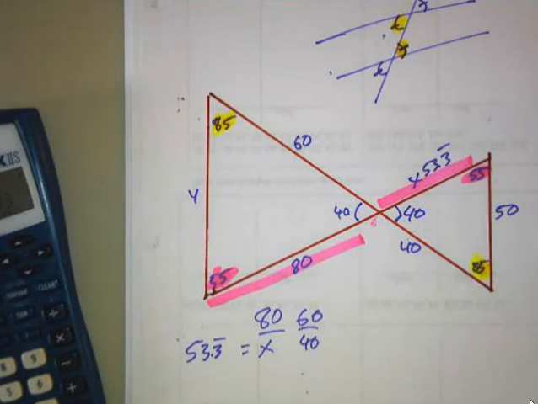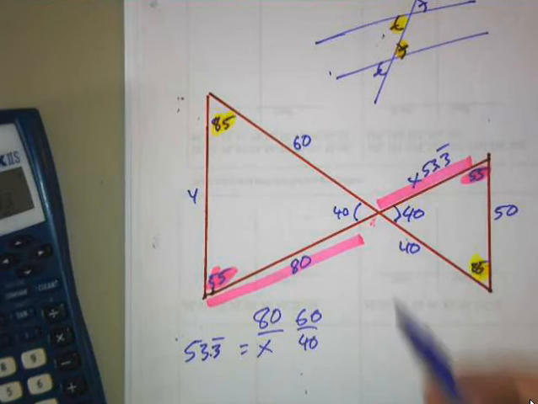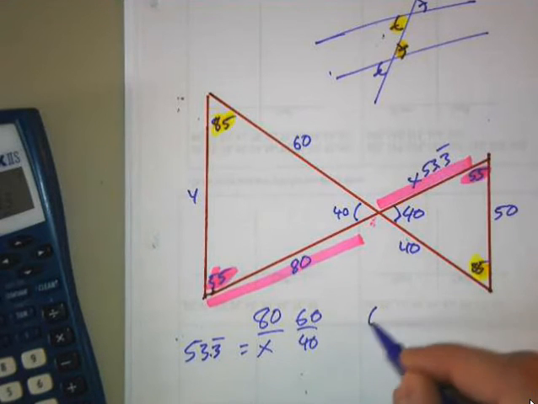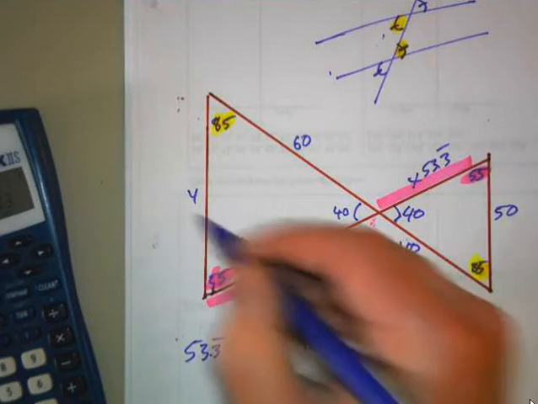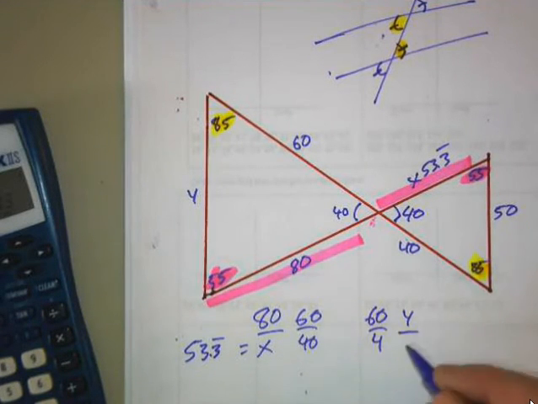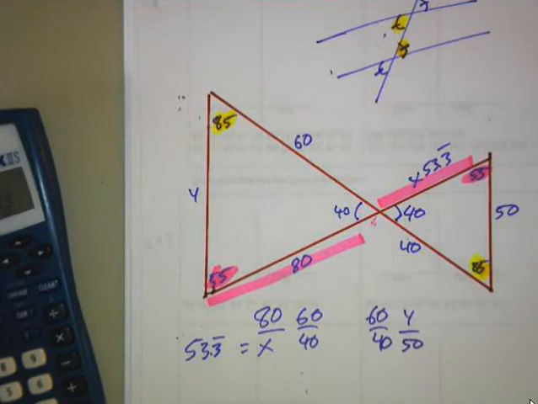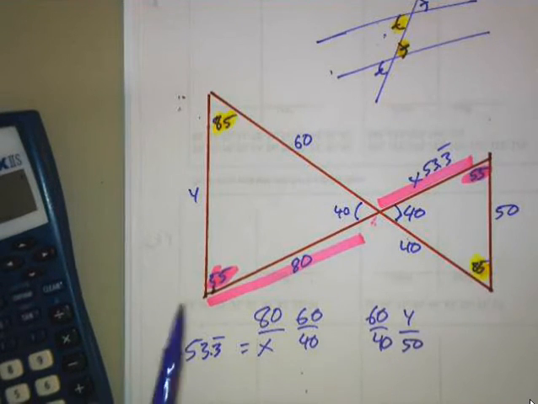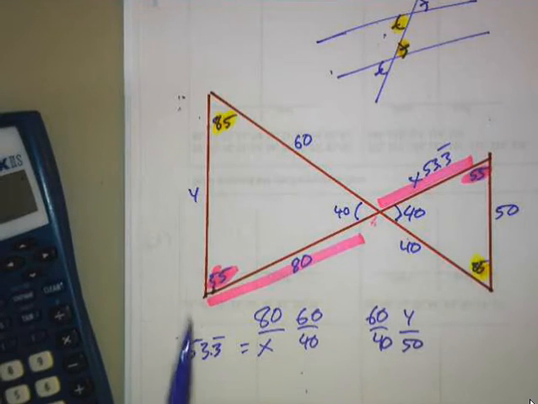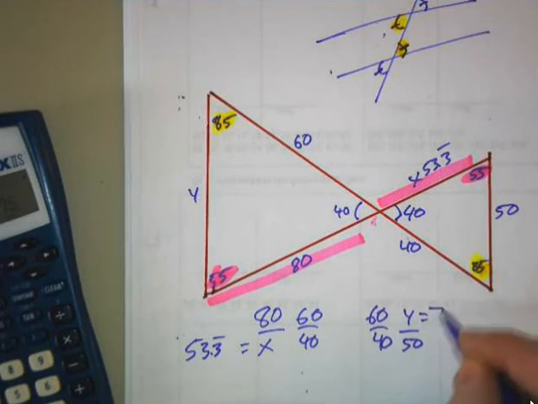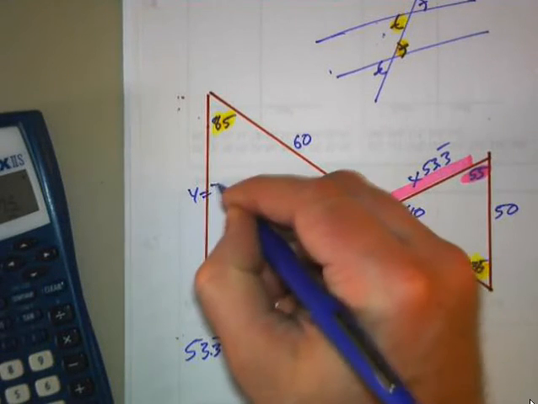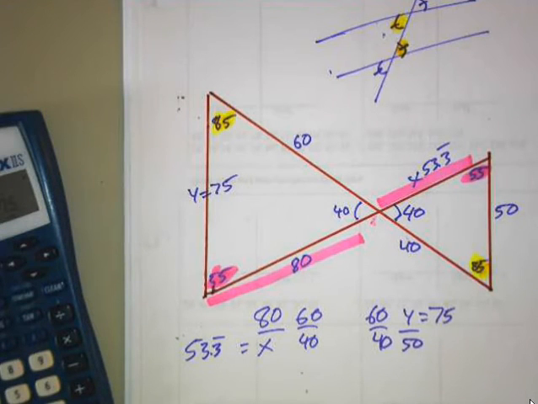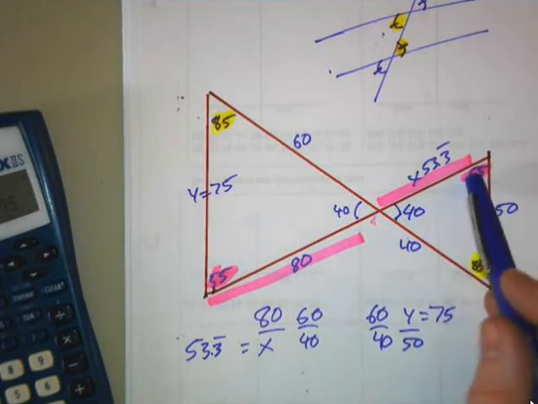53.3 repeating. Now we want to solve for y. We're still using 60 is to 40. 60 is to 40 as y is to 50. And you cross multiply 60 times 50, divide by 40, and y equals 75. So it's important that you pay attention to where your angles are located.